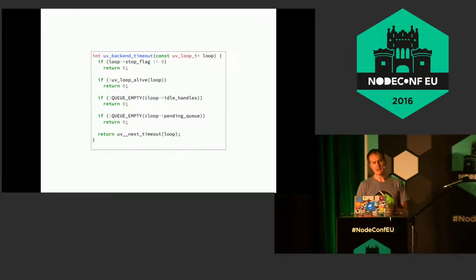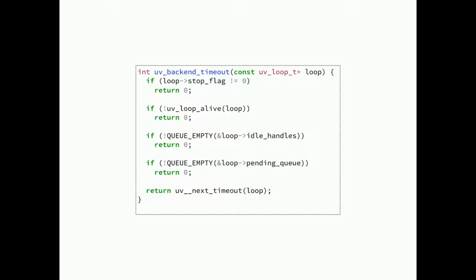Let's look at how we check the backend timeout. This is more interesting. If you look at the code right now, it's not like this, because while I was preparing this talk, it was longer. But I realized that it could be shortened, so I sent a pull request.